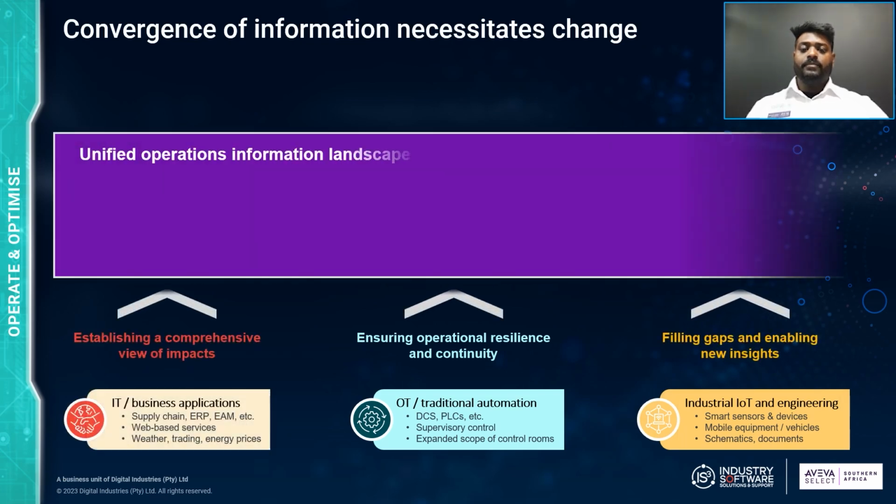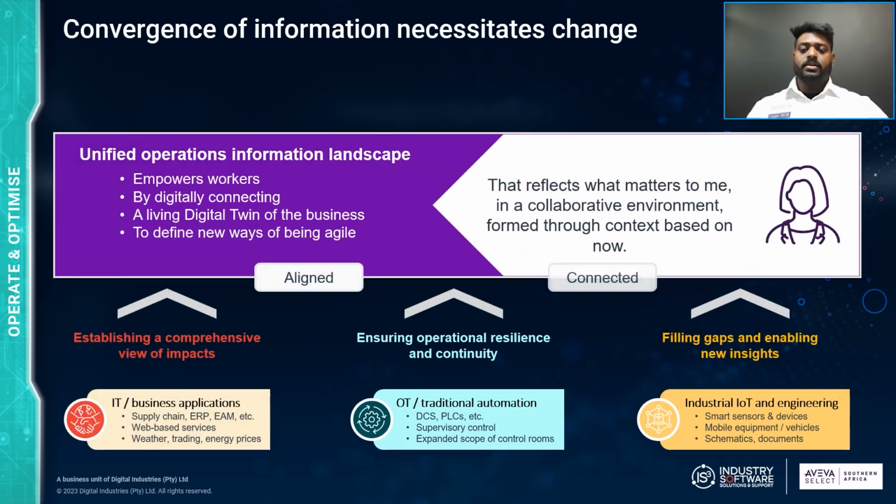Next, we look at convergence of information that necessitates change. Basically, here we ask ourselves, is there an end-state vision? How will we operate? How will the different teams work? If we look at the different departments at the bottom, we have the IT, business applications, the OT, traditional automation, and the industrial IoT and engineering.